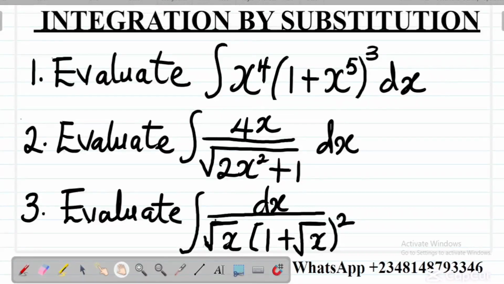Alright, welcome to today's class. Today we'll be dealing with integration by substitution.